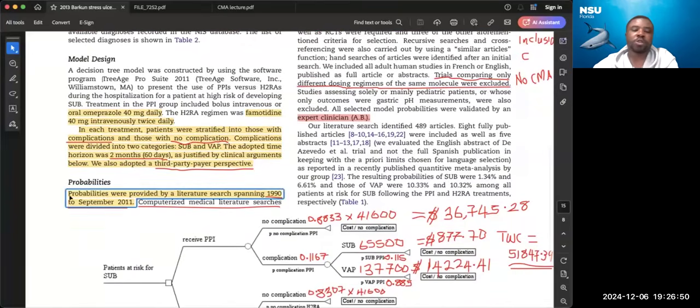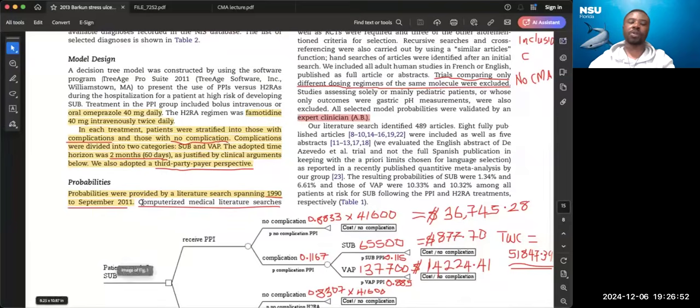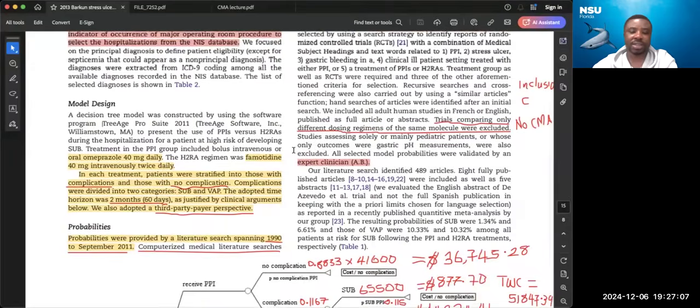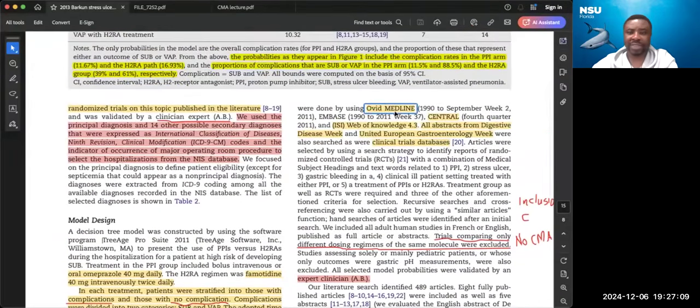So they did probabilities as well. And for the source of the probabilities, they did a search from 1990 to September 2011. And this was a computerized medical literature search. And these are some of the databases they searched. So I've highlighted these ones for you to know which databases they did the search in.